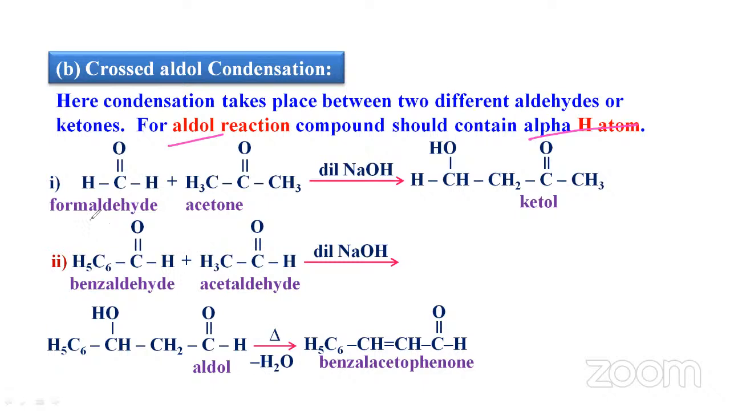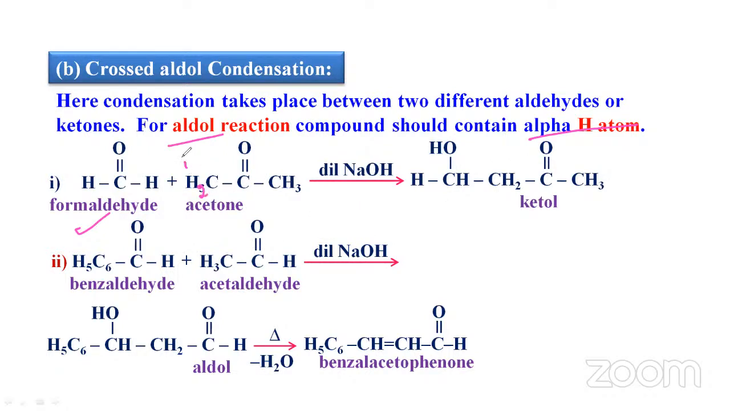So you can see there are two examples. First, they have taken formaldehyde. Formaldehyde is reacted with acetone in the presence of dilute NaOH. So it forms what? A ketol. You can see this is a ketol. So it undergoes a cross aldol condensation.